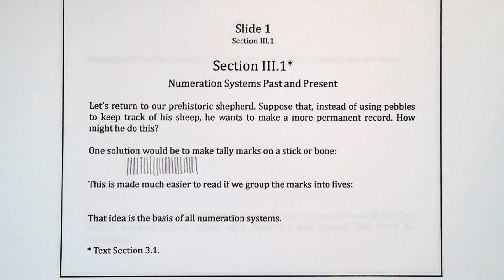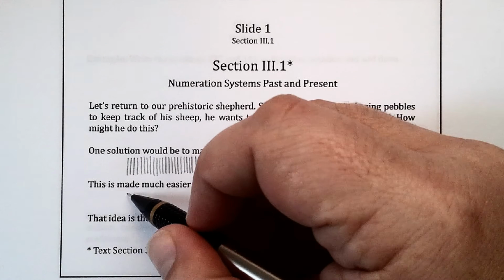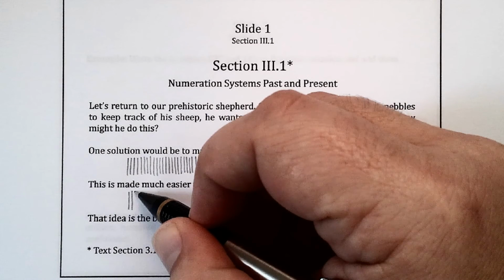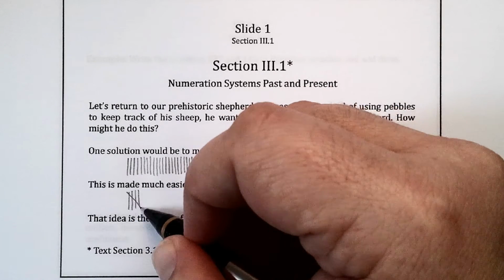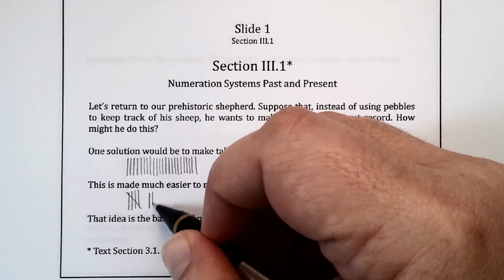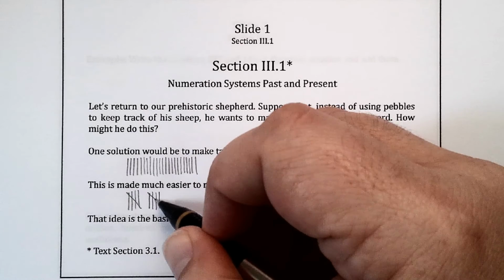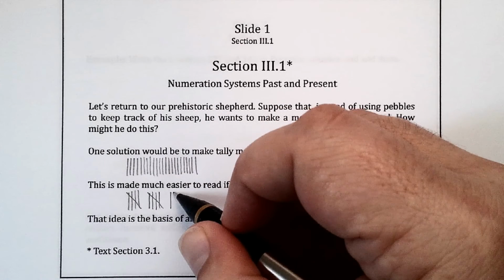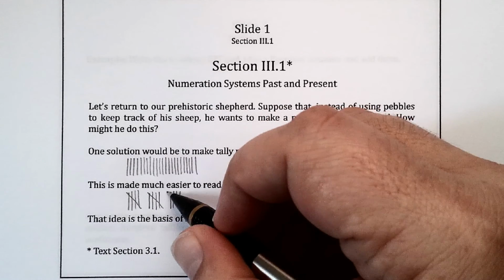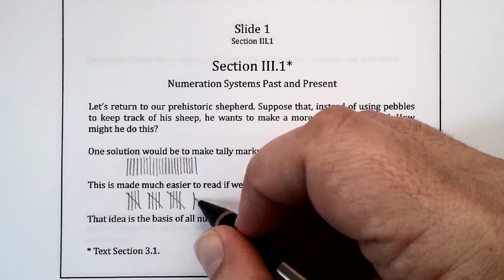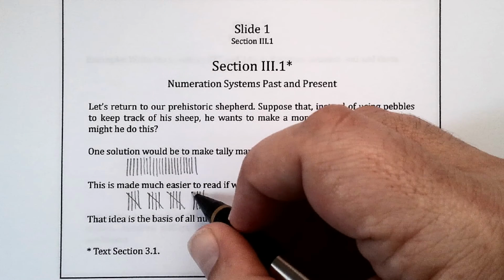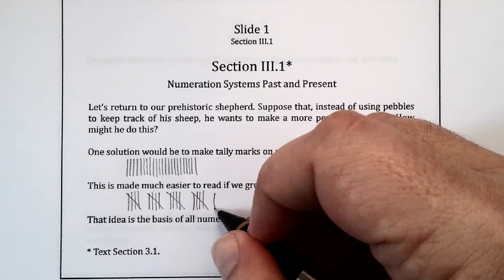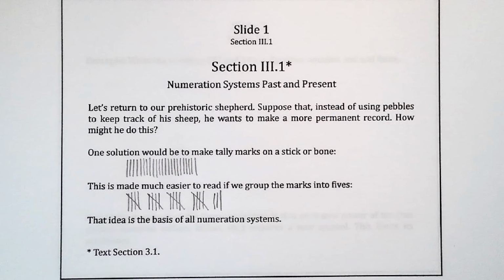So one thing you could do to make it easier, which is what everybody does when they keep score at basketball games and things like that, is to group the tally marks into fives. So there you would have 23 marks in groups of five. And there you go.